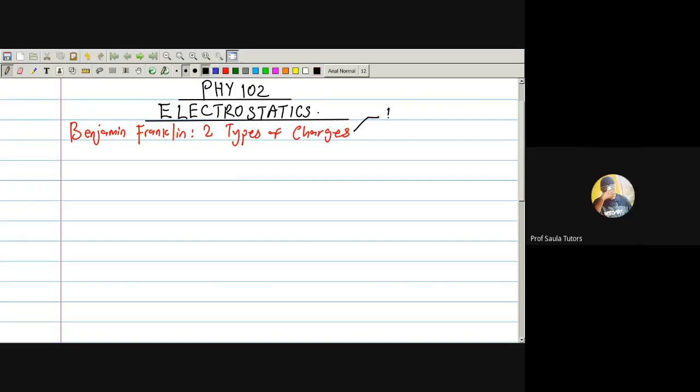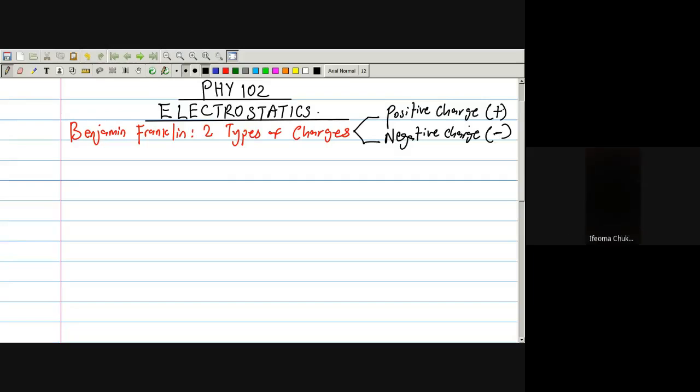We have the positive charge, and also we have the negative charge. Just like we have in an atom, protons are positive, electrons are negative, while neutrons are neutral. So we have two types of charges, the positive charge and the negative charge. Are we together?